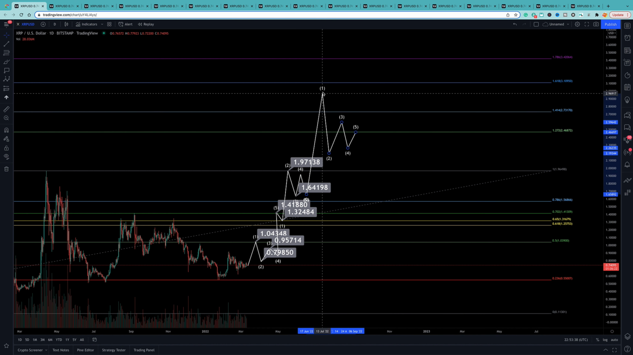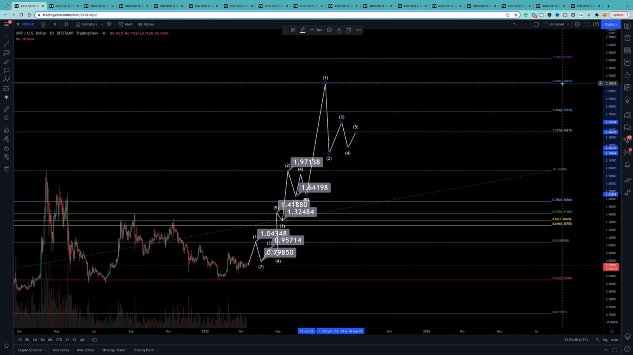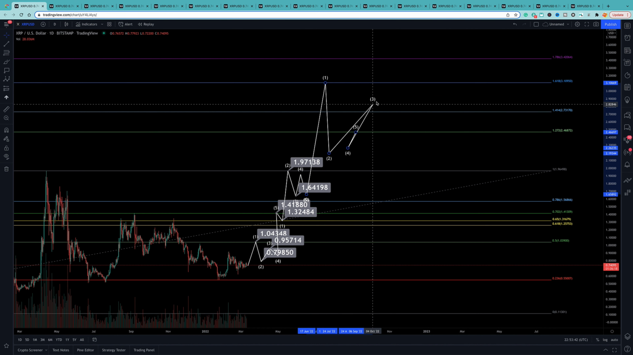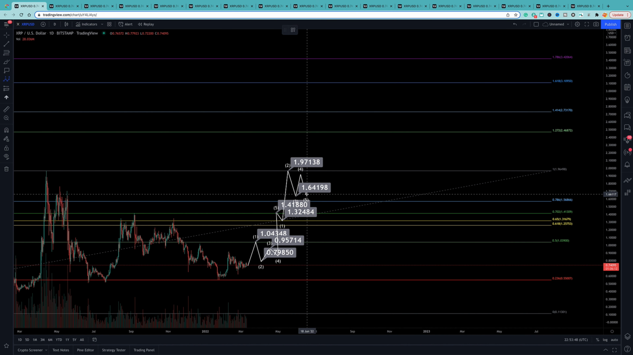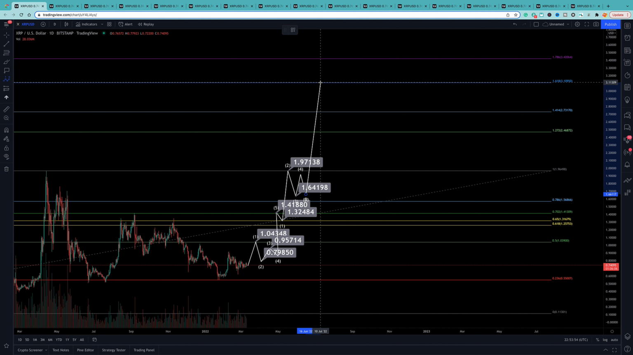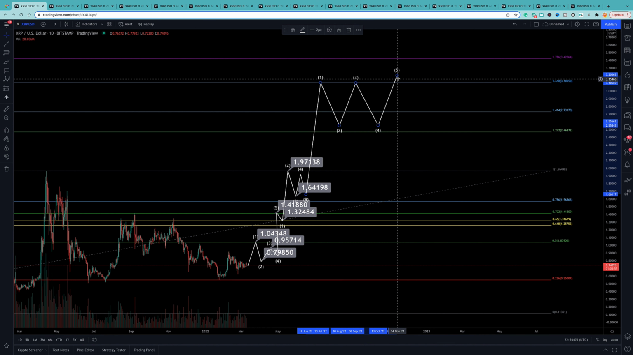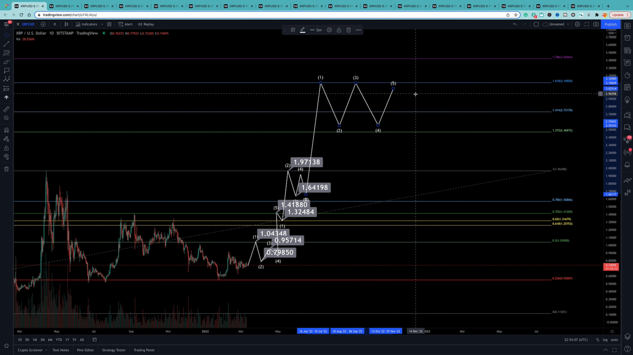if you remember before, on the previous ones, 3 was the 618. Okay, that's actually more realistic. When it breaks the $2 or $1.97, I think the next target is going to be the 1618 at $3.11 or so, and this is where we get this going on. We'll get a bigger consolidation here.